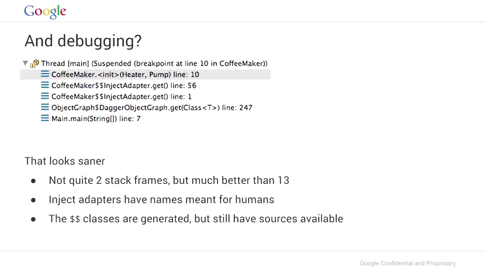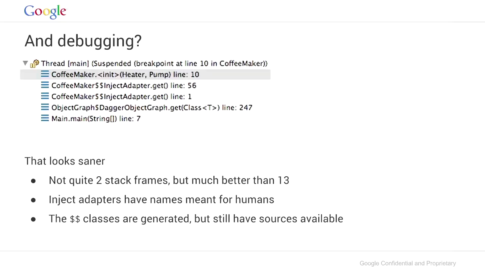What about debugging? Better. I will argue that it's better, but it's not quite perfect yet. The thing you will notice is that we still have weird classes with $$ in them, but at least we tried to give them friendlier names. We call them inject adapters. It adapts your class to injection. Go figure. So we give them names meant for humans to read.